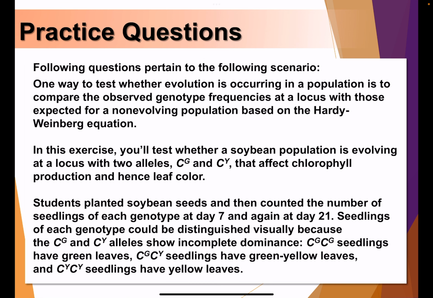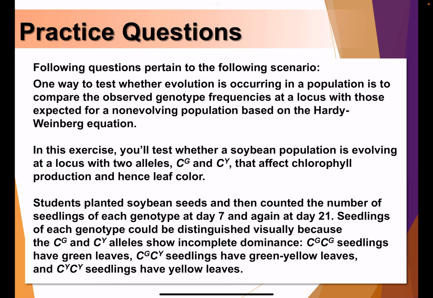So the following question pertains to the following scenario. One way to test whether evolution is occurring in a population is to compare the observed genotype frequency at a locus with those expected for a non-evolving population based on the Hardy-Weinberg equation. In this exercise, you'll test whether the soybean population is evolving at a locus with two alleles, CG and CY, that affect chlorophyll production and hence leaf color, because the more chlorophyll you have, the more green the plant will be. So students planted soybean seeds and then counted the number of seedlings of each genotype at day 7 and again at day 21.